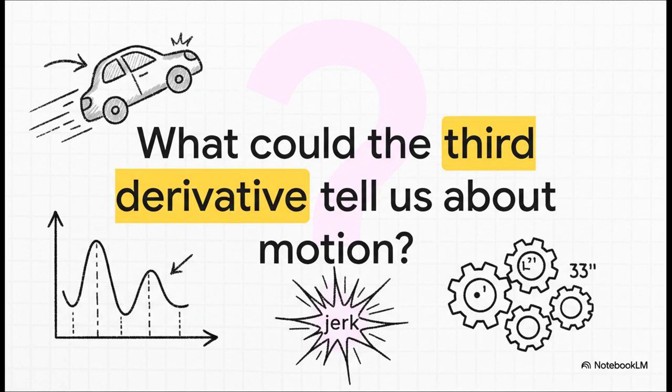We know the second derivative is acceleration, which is the rate of change of velocity. But what about the third derivative? What would the rate of change of acceleration even mean? Well, think about when you're in a car and the driver suddenly stomps on the gas or the brake. That sudden lurch, that's a change in acceleration. Physicists actually have a name for this third derivative. They call it jerk. And it just goes to show you how deep this rabbit hole goes, all starting from the simple idea of finding the slope of a curve.